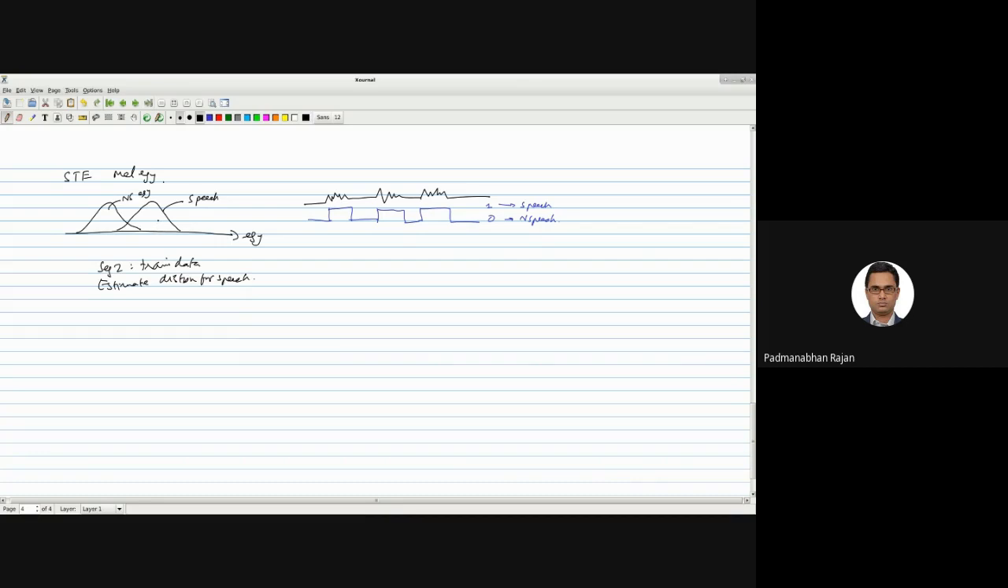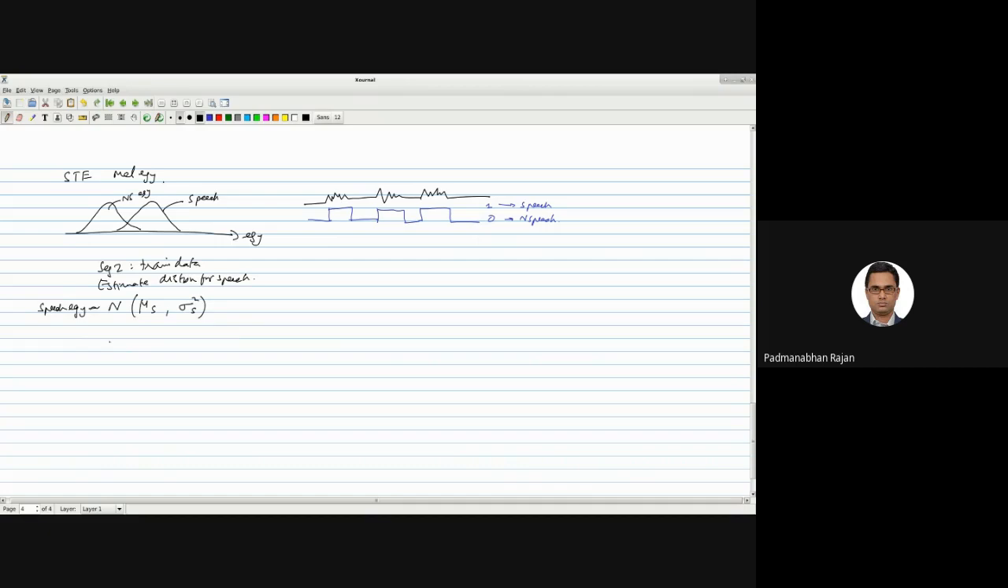Just take the sample mean. That will give you the mu speech. And that will also give you the variance of speech. We are going to assume it is Gaussian, normally distributed. These are the energy values, distributed according to this. This is actually the speech energy.